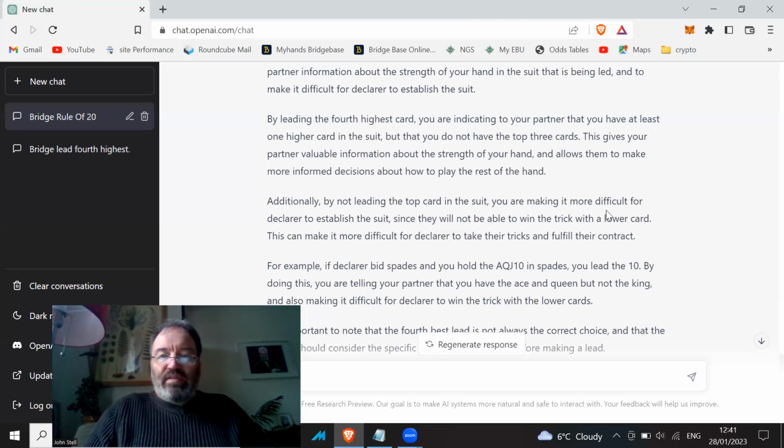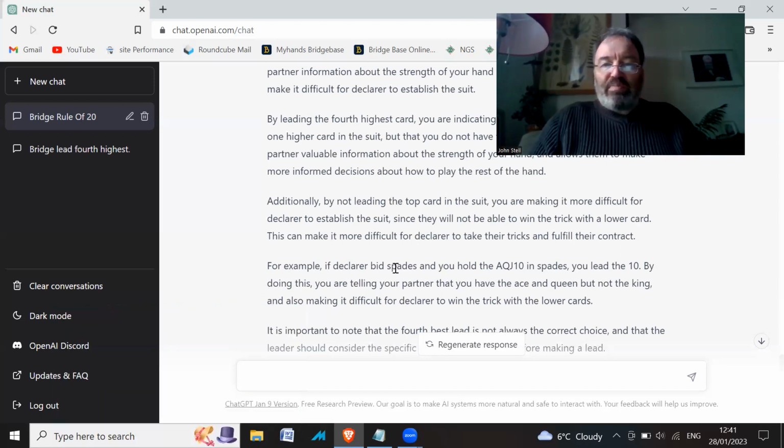Additionally, by not leading the top card, you make it more obvious, since they will not be able to win the trick with a lower card, this can make it more difficult for declarers to take their tricks and fulfill their contract. For example, if declarer bids spades and you hold ace, queen, jack, 10 in spades, you lead the 10. By doing this, you're telling your partner that you have the ace and queen, but not the king.